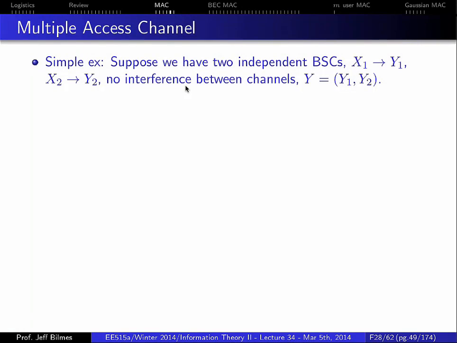So here we are back after break, and let's do a simple example. This was the example I raised a little bit earlier, where we have two completely independent binary symmetric channels.